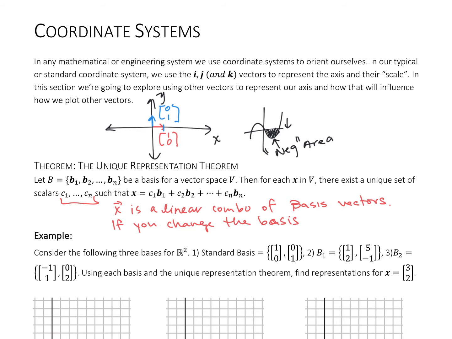in the basis videos, we showed that we could have 3 different unique representations for a basis for R3. So changing the basis changes the constants, or changes your scalars. Those scalars that represent that vector are not going to be the same in every basis. So here's an example, and we're going to look at this visually. We're going to have some fun here.